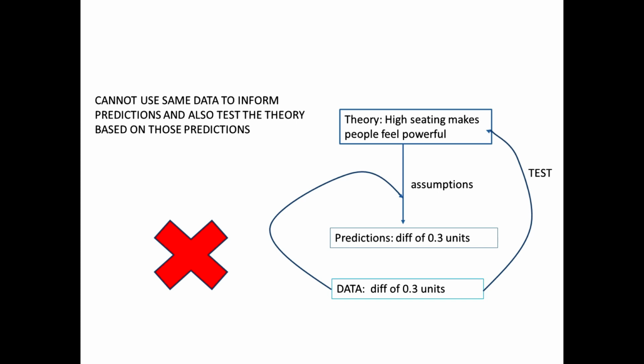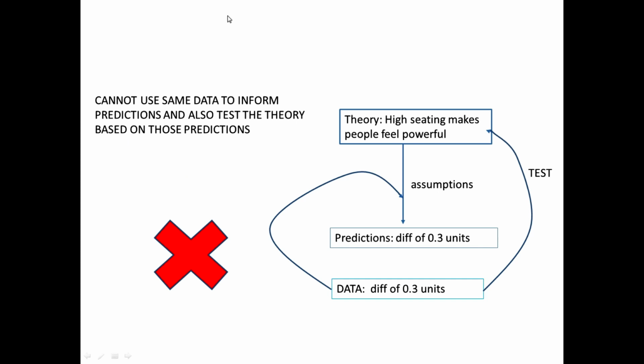So let's say you had a theory that being seated in a high position, looking down on other people, makes you feel powerful. So you put people in different seats, or different positions, and they rate how powerful they feel. And indeed, you find a difference of 0.3 units on a feeling powerful scale, where the people on the high seats feel more powerful than those on the low seats. So that's the data, a difference of 0.3 units.